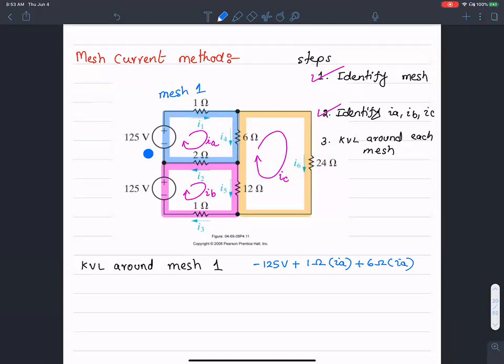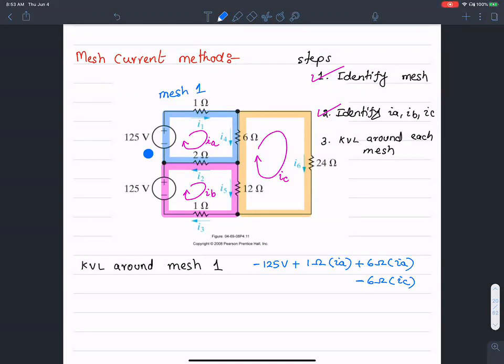And then I believe it's minus 6 ohms times IC. That's very correct. Do you want to go over why that is the case? The way I see it, you have the current from mesh 3 and the current from mesh 1 crossing the same resistor at the same time, so you have to account for that. That's my understanding. Yes, that's a very cogent way to put it.